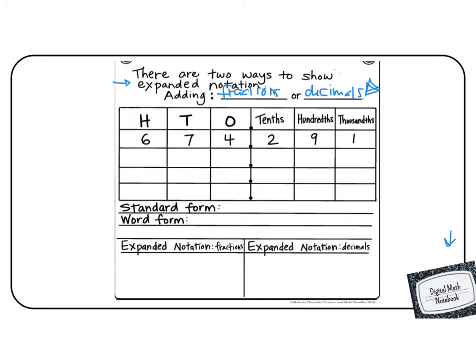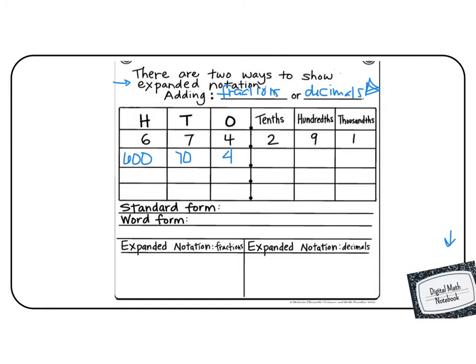So here is our number. It is the number 674 and 291 thousandths. In expanded form, first off, we'll write it in fractions just so you can see it. The 6 doesn't have a fraction number. It's just 6 in the hundreds place, so it's worth 600. Then the 7 in the tens place is worth 70, and the 4 in the ones place is worth 4.